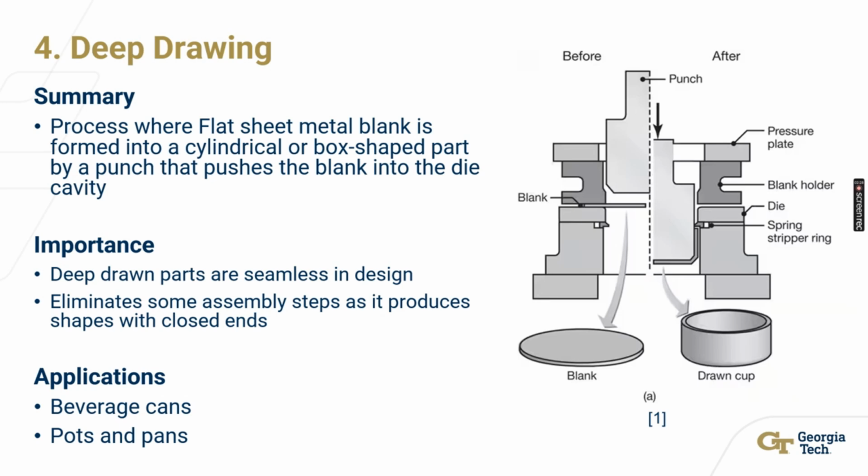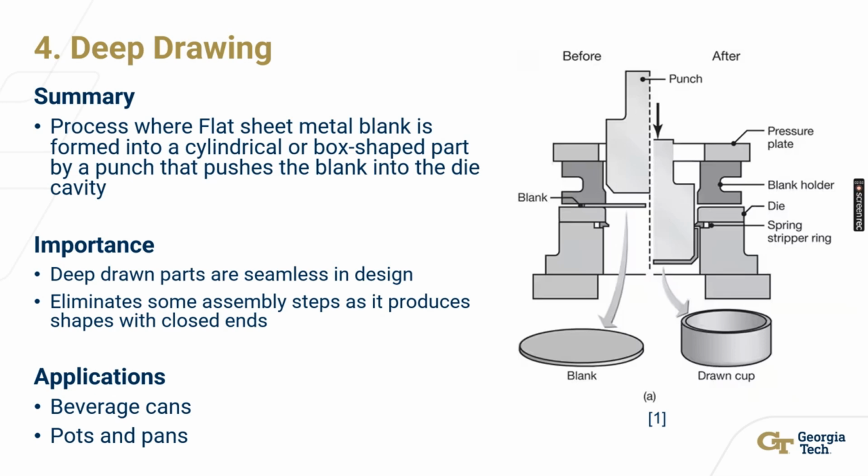The fourth topic is deep drawing. It is the process where a flat sheet metal blank is formed into a cylindrical or box-shaped part by a punch that pushes the blank into the die cavity. The image on the right shows how the process works. The blank is pushed to create the drawn cup.